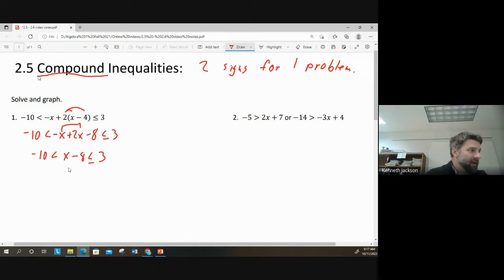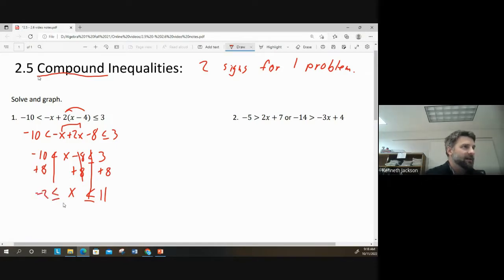Now, once we end up, after distribute, combine like terms, we have two inequality signs. So whatever I do here in the middle, I'm going to have to do on both sides. So I add 8 to get rid of that minus 8. And whatever I do here in the middle, I have to do to the other side as well. So I add 8 over there. That would leave me with just x. And now 3 plus 8 would give me 11. And negative 10 plus 8 would give me negative 2.